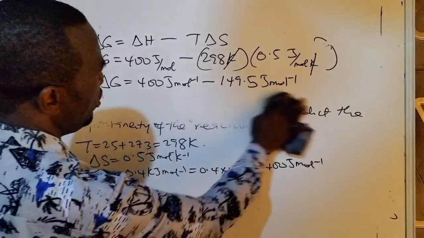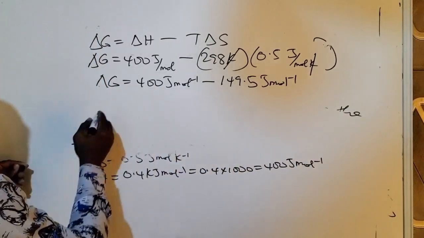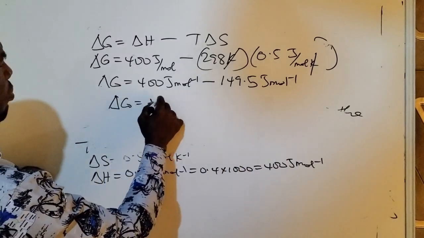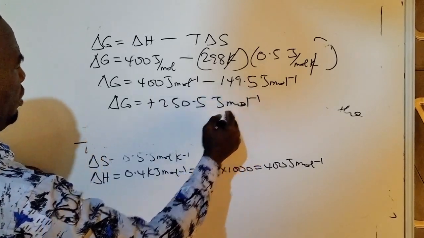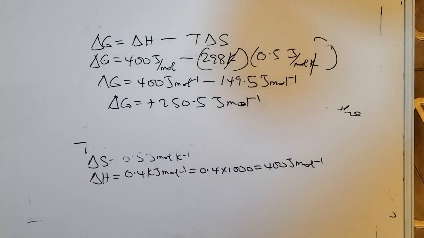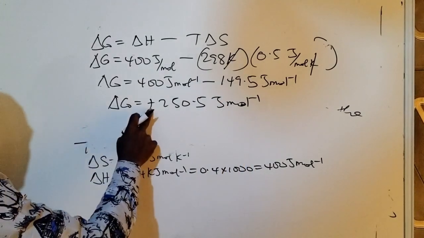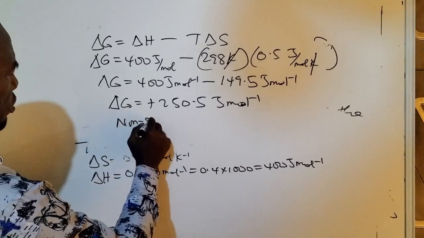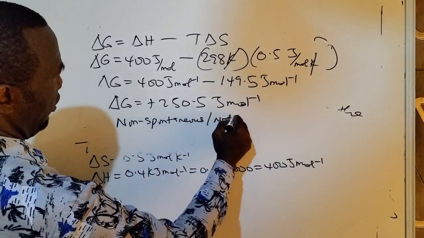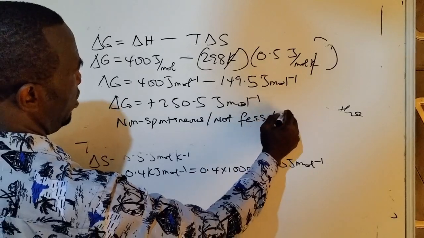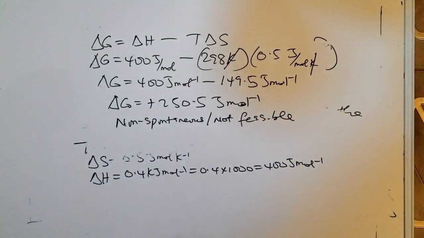A positive answer, 250.5 joule per mole. And you have to predict whether the reaction is spontaneous or not. Because the value of this is positive, the reaction is non-spontaneous or not feasible. It cannot take place. If it's negative, very negative, we would have said spontaneous or feasible. So that is it.